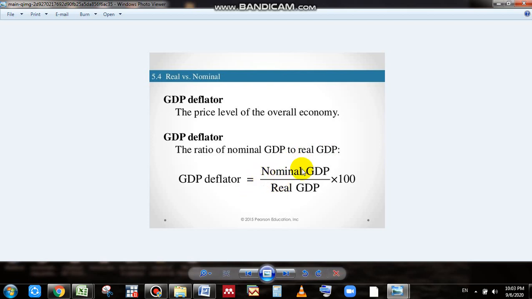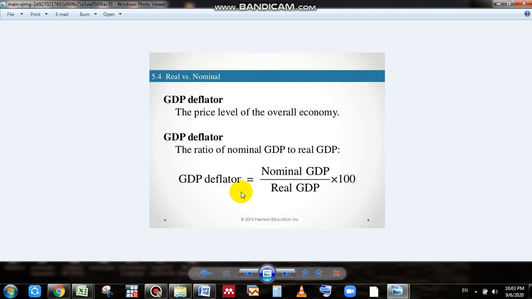So nominal GDP means GDP at the current prices, while real GDP means GDP using prices from a base year, that is, at constant prices. Real GDP adjusts the level of output for any price changes that may have occurred over time. Real GDP is adjusted for inflation, while nominal GDP is unadjusted for inflation.